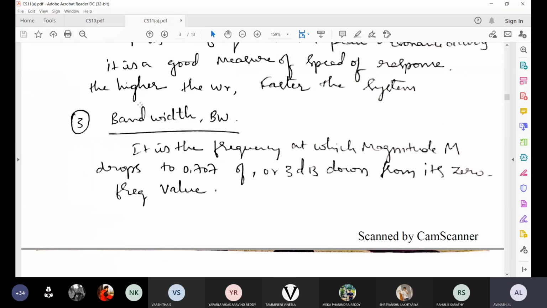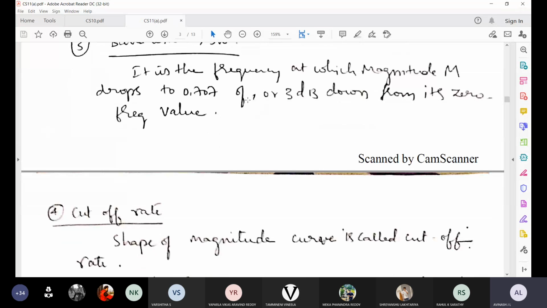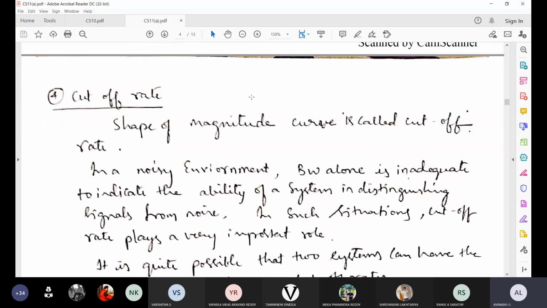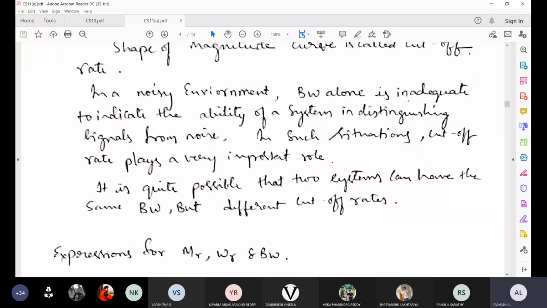Similarly, the next definition is bandwidth. Bandwidth is the frequency at which the magnitude M drops to 0.707 of its zero-frequency value of 1, or 3 dB down from its zero-frequency value. Then, when you're talking about the cutoff rate, the shape of the magnitude curve itself is called the cutoff rate. All these things we'll understand from the graph.